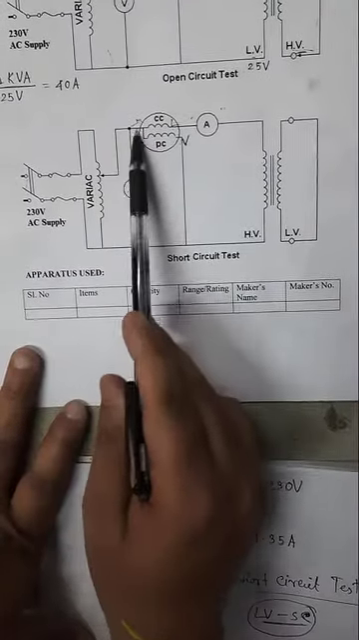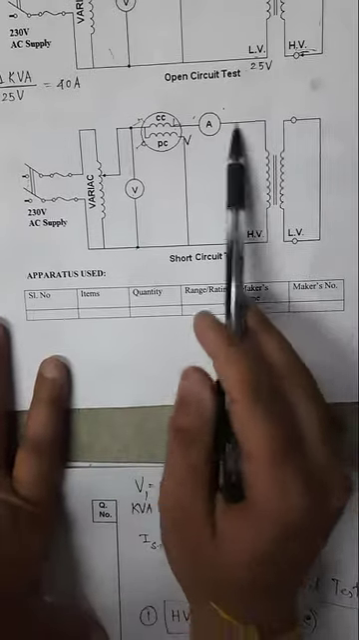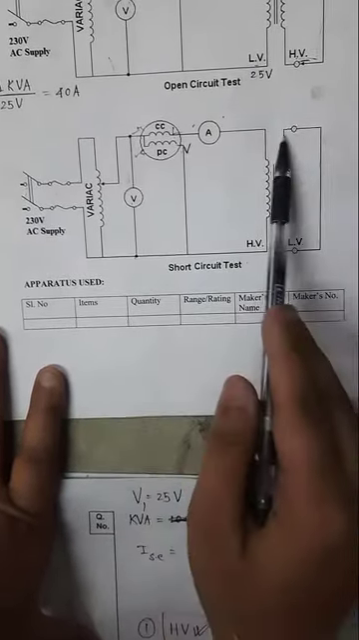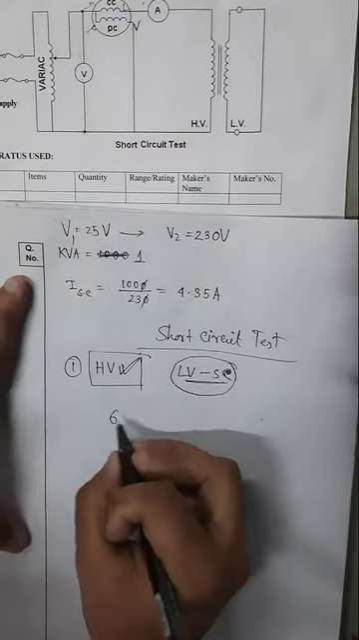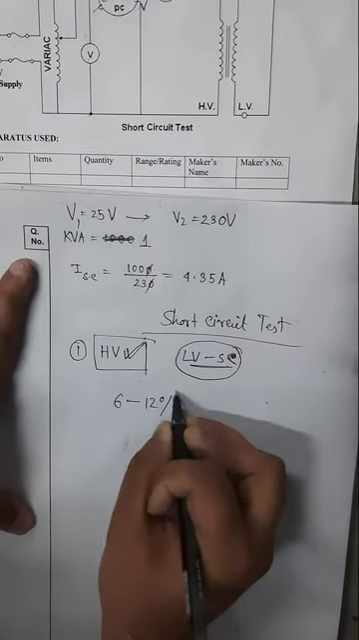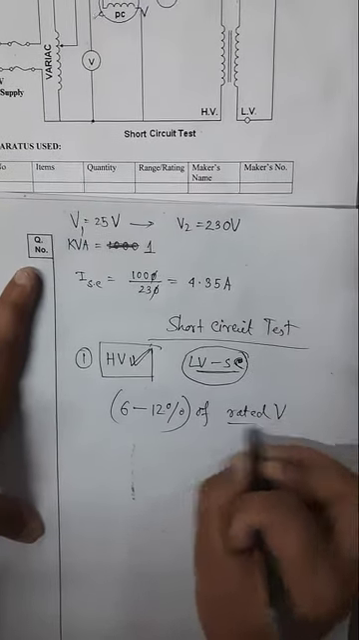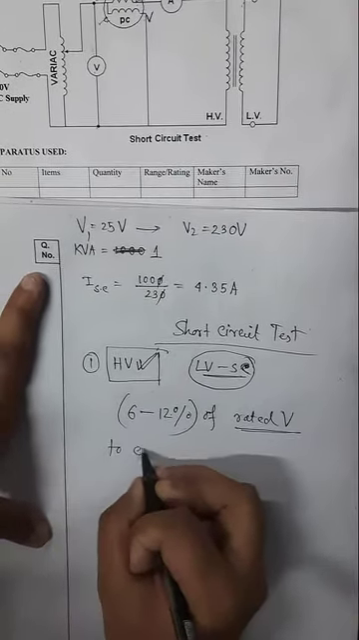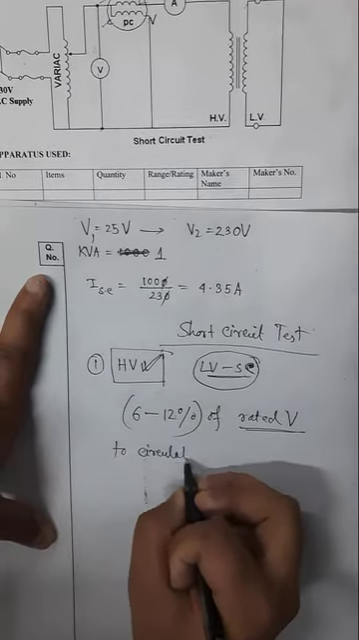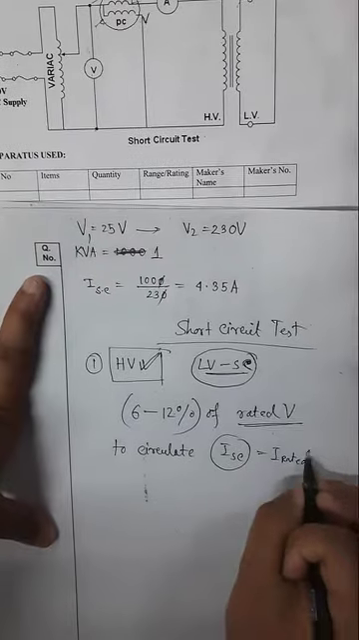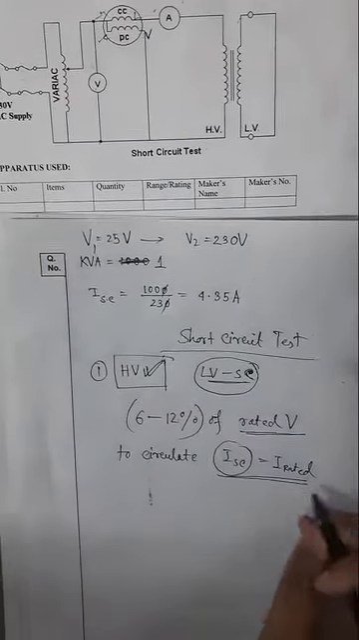Through the variac we will provide rated current to the high voltage winding as well as the low voltage winding. Only 6 to 12% of rated voltage is sufficient to circulate the short circuit current ISC. Short circuit current is set to the rated value.